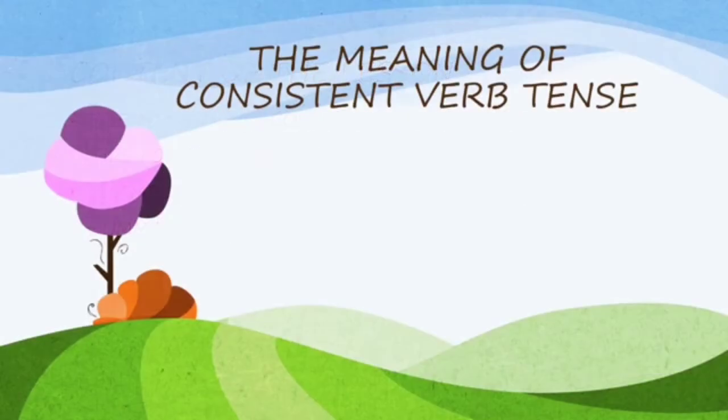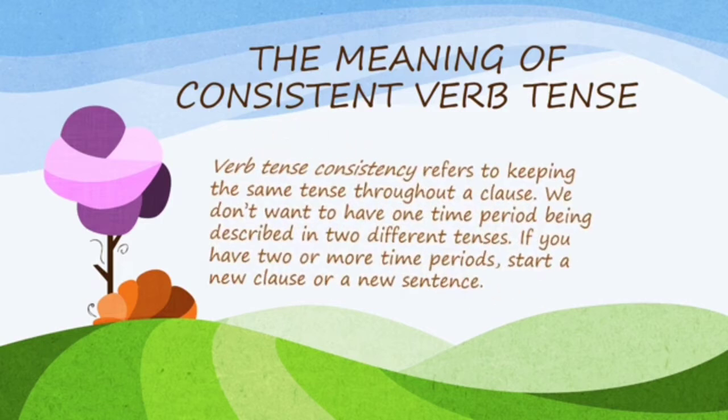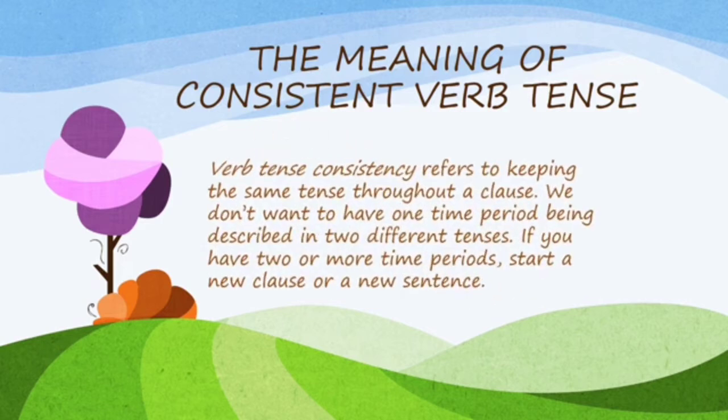Now, let us look at the meaning of consistent verb tense. Verb tense consistency refers to keeping the same tense throughout the clause. We don't want to have one time period being described in two different tenses. If you have two or more time periods, start a new clause or a new sentence.